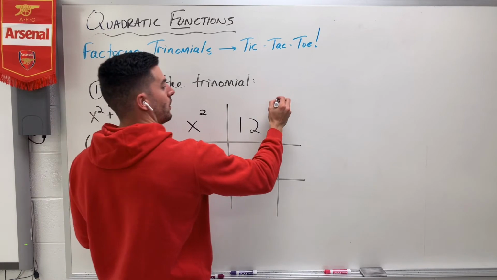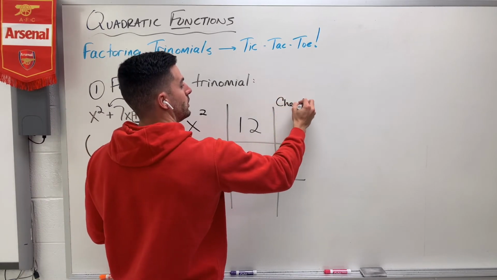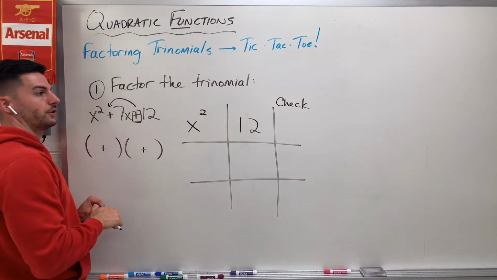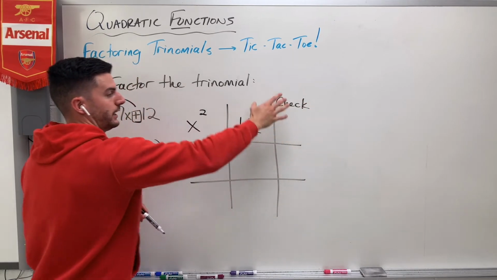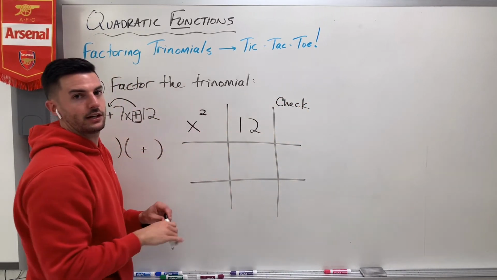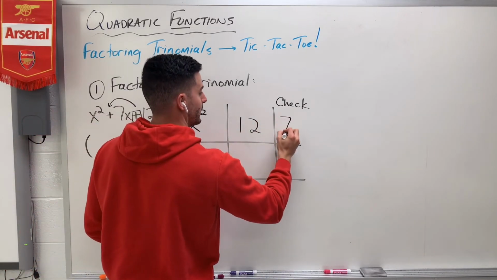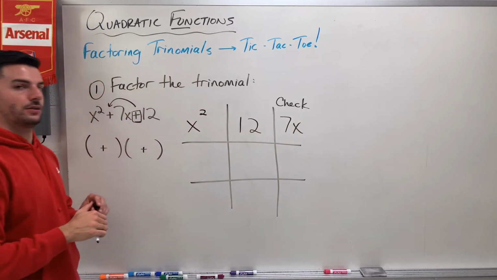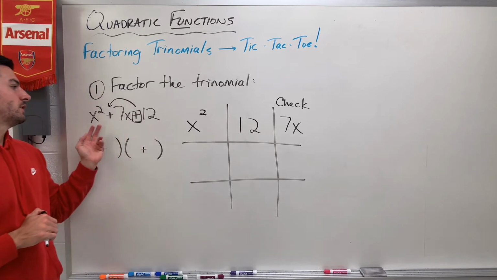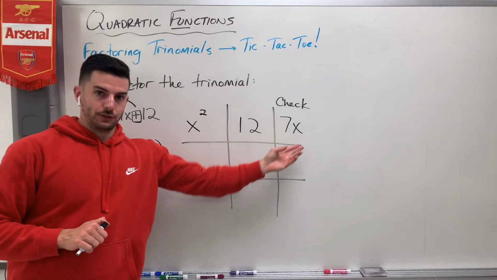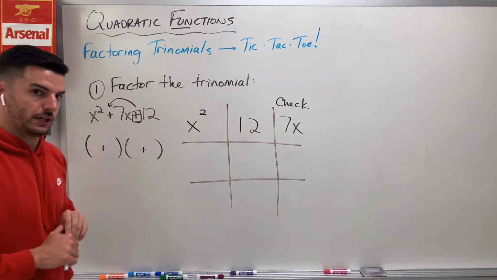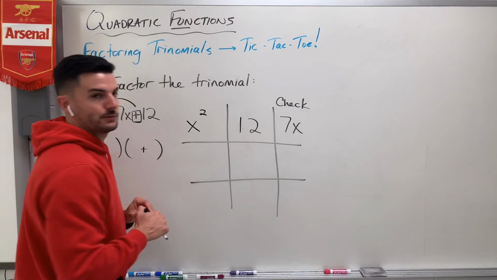And then I'm going to call this third column here, this whole thing, my check column, okay? And that has to do with the middle term, 7x. So I hope you see that. It goes first term, last term, middle term, all across the first row. So that's how you start the tic-tac-toe board, all right?